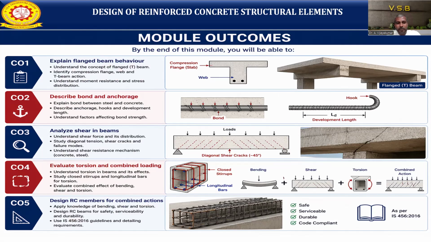What is IS 456? It mentions the guidelines and details of the reinforcement. As per our code, we can understand and design flanged beams for shear, bond and anchorage, or torsion reinforcement. When you look at the start of construction, we need to ensure the structure is safe, serviceable, and durable, and we need to accomplish that. We cannot compromise on code compliance, mainly IS 456.